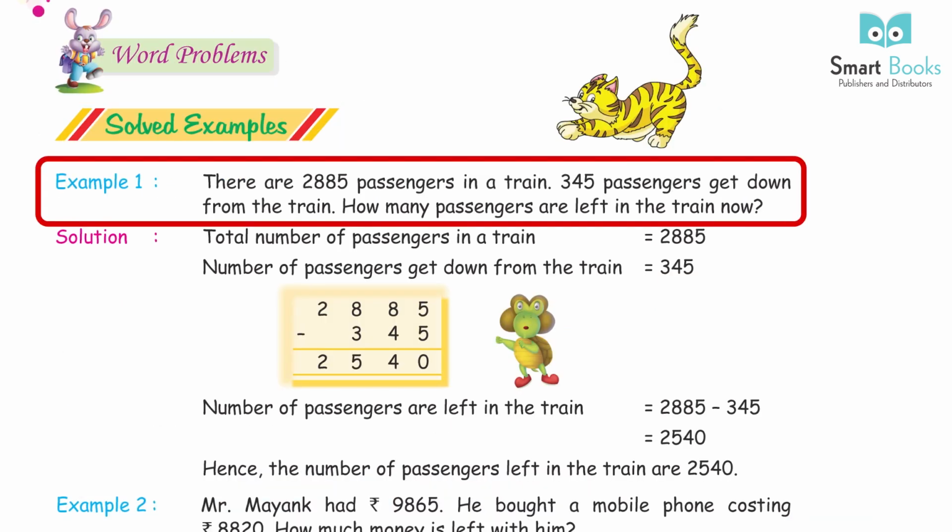Word problem. Solved examples. Example 1. There are 2885 passengers in a train. 345 passengers get down from the train. How many passengers are left in the train now?